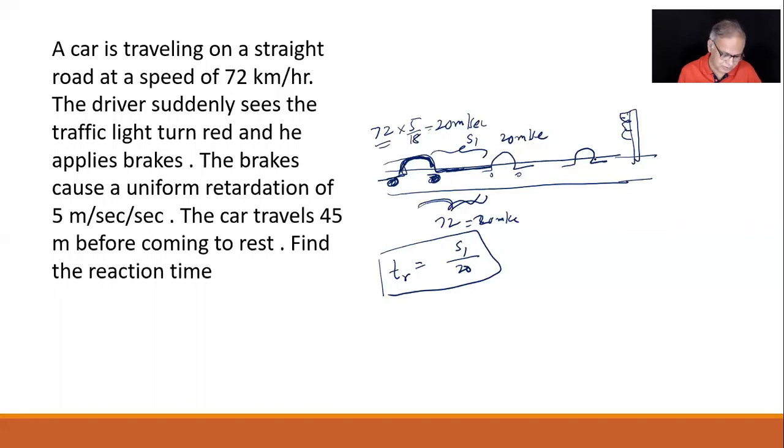If I give the answer, that will not be a good idea. I'll give it anyway finally, but have you all understood what is the meaning of this whole thing? You apply the brakes, but immediately you see and apply, there's a gap, isn't it? Yes, sir. There's a gap. So the car's velocity actually starts decreasing after you travel some distance with this 20 only. So I told you what is reaction time: this distance S1 by 20. So how do I get my S1?